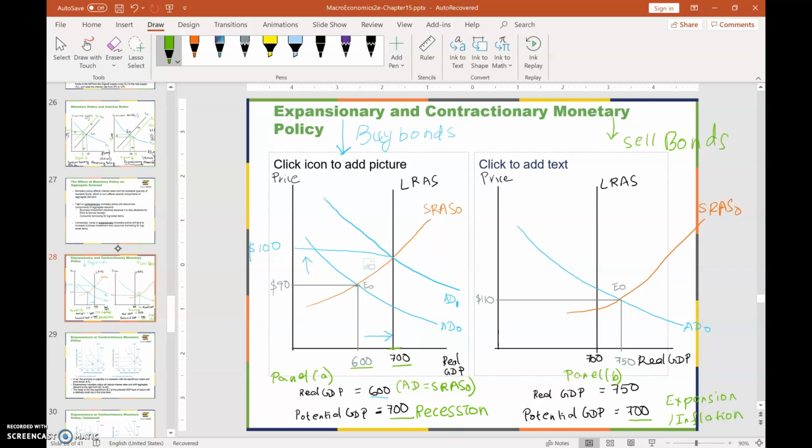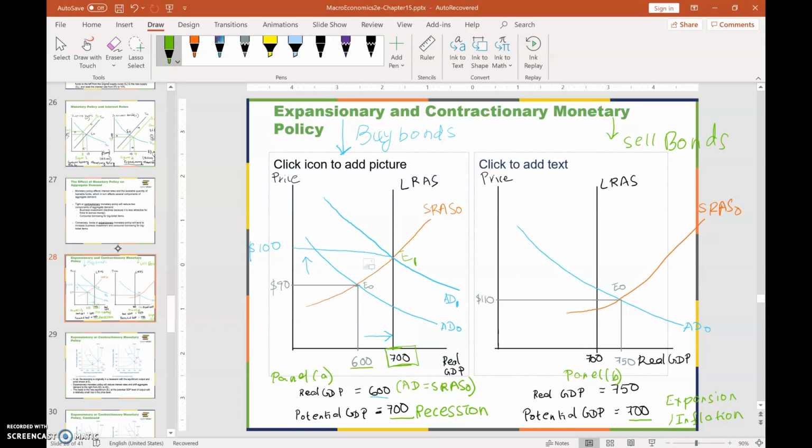So at this point here, E1, we have the intersection of the new aggregate demand, the original short-run aggregate supply, and the long-run aggregate supply. So here we have real gross domestic product equal to potential gross domestic product. This happened due to expansionary monetary policy, and the Fed could have used any of the monetary policy tools.